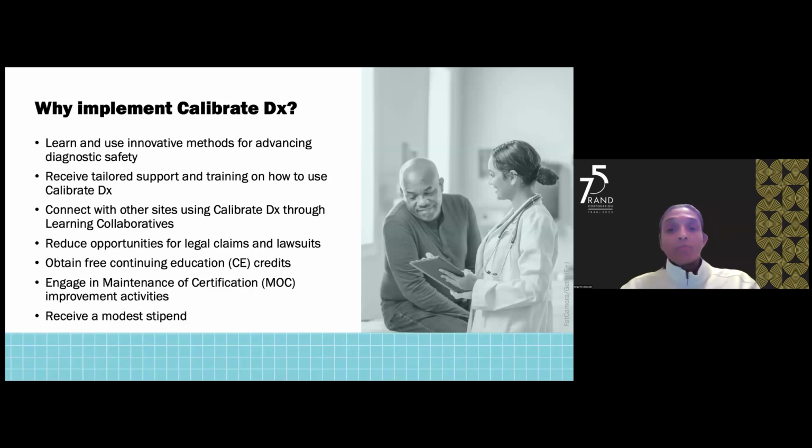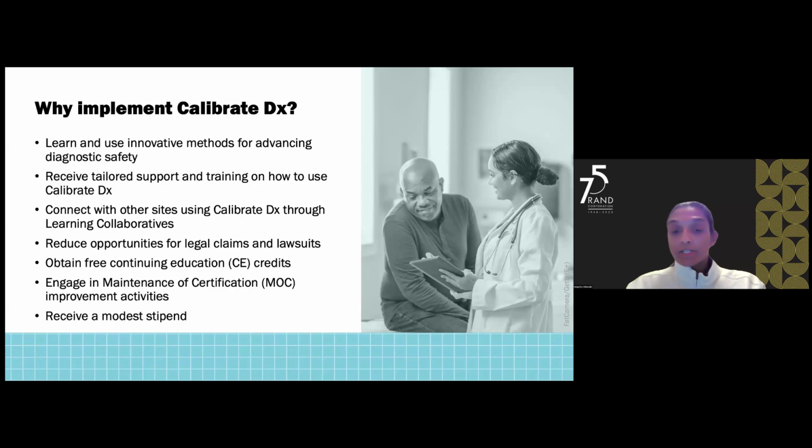So why implement CalibrateDx as part of this project? This project really offers a unique opportunity to use an innovative method for advancing diagnostic safety that's particularly focused on individual clinician practice. Through this project, you'll receive tailored support and training on how to use CalibrateDx, and I'll talk about that in a second. You'll be able to connect with other sites who, as part of this project, are also using CalibrateDx.